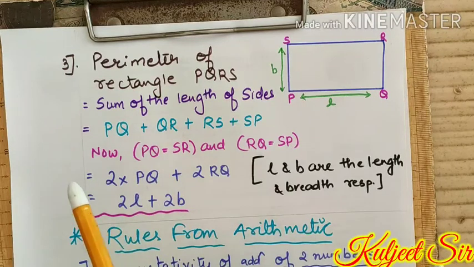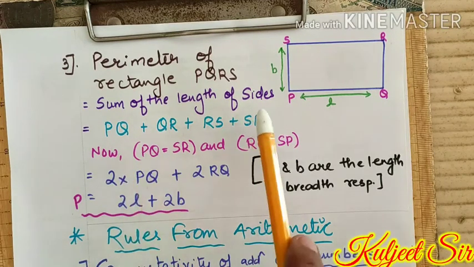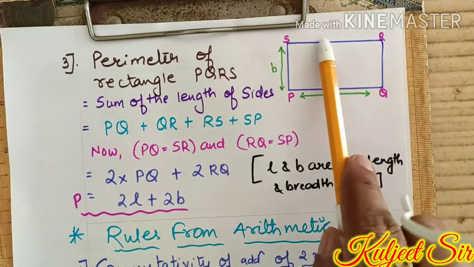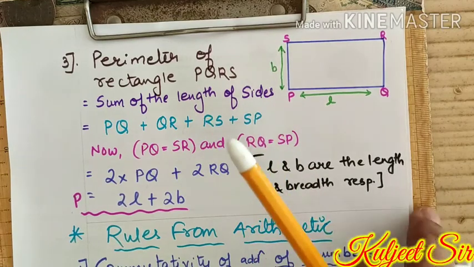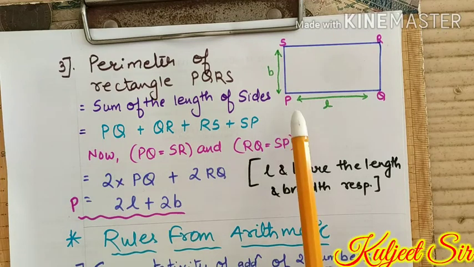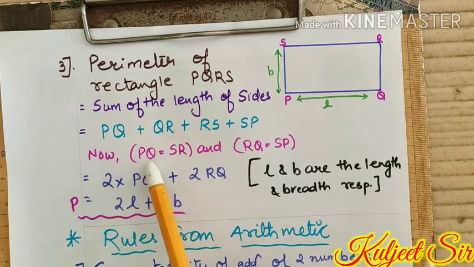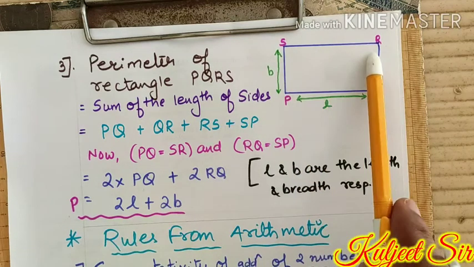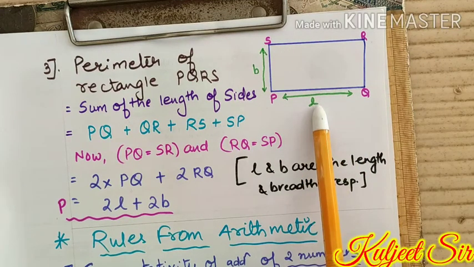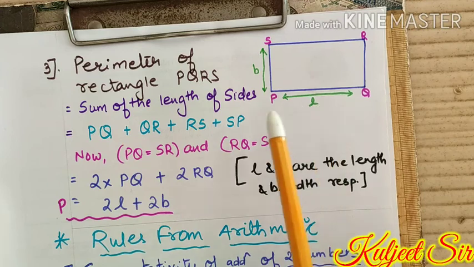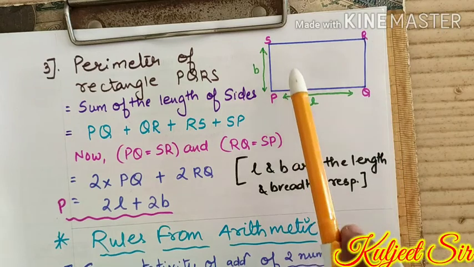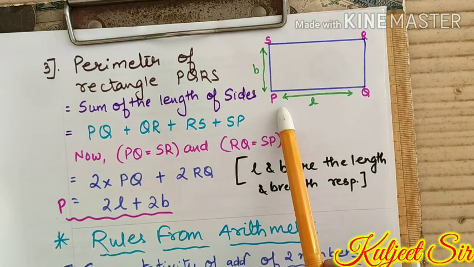Now, in order to find out the perimeter of the rectangle, I have added up all the sides: side PQ plus QR plus RS plus SP. Now, as you can see, in a rectangle, always the 2 opposite sides are the same. PQ and SR are opposite to one another, hence they are of the same length. And similarly, the other 2 sides, the breadth, RQ and SP, are both the same.